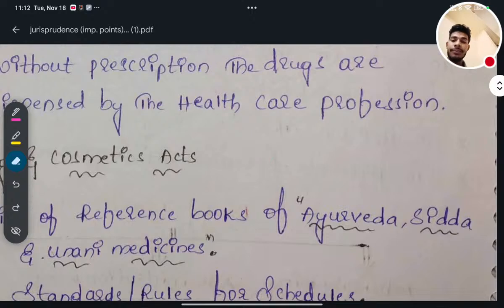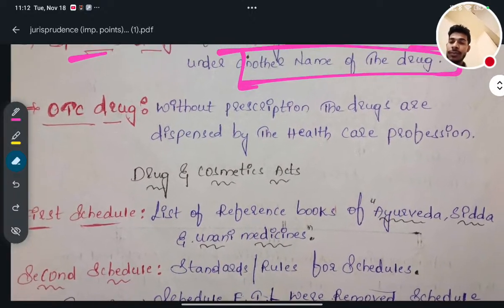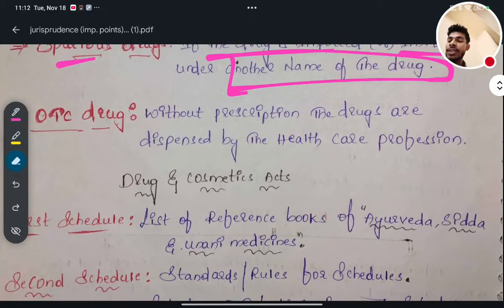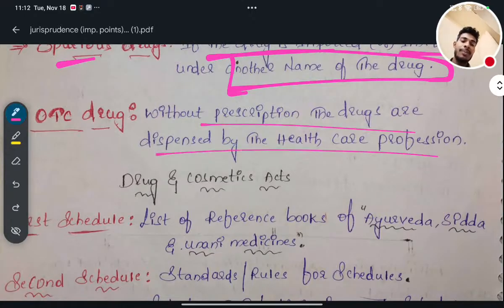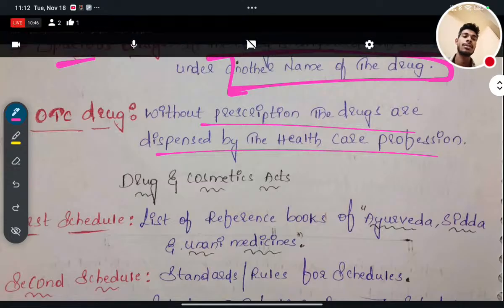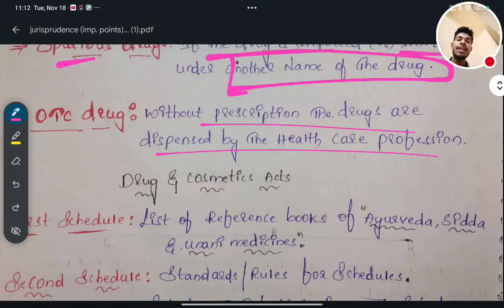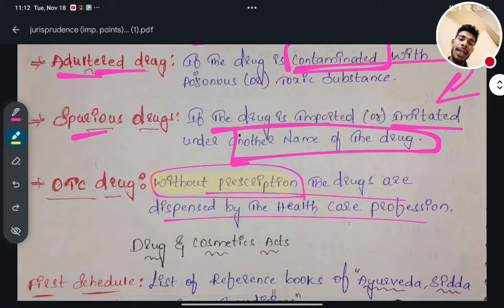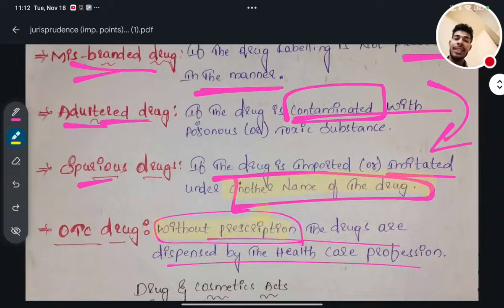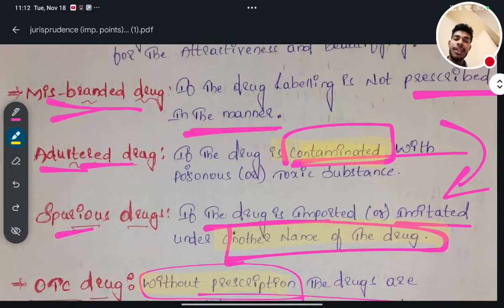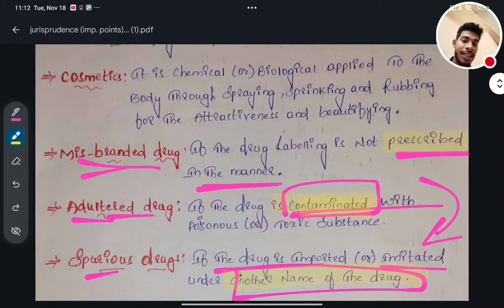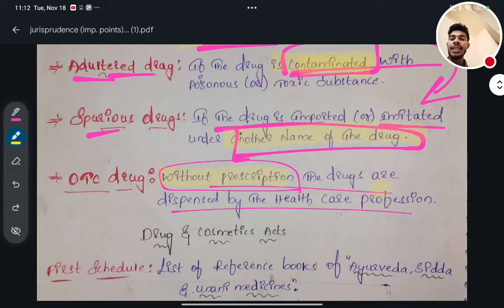Okay, next, OTC drug, over the counter drug. OTC drugs are dispensed by healthcare professionals without prescription. You have to focus on that, without prescription. In the case of spurious drug, it is in the name of another drug. In the case of adulterated, it is contaminated. In the case of misbranded drug, it is not prescribed in the manner.